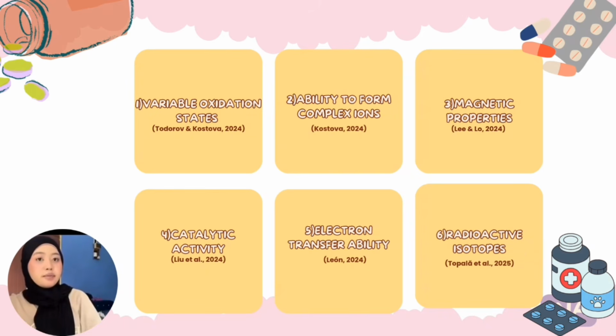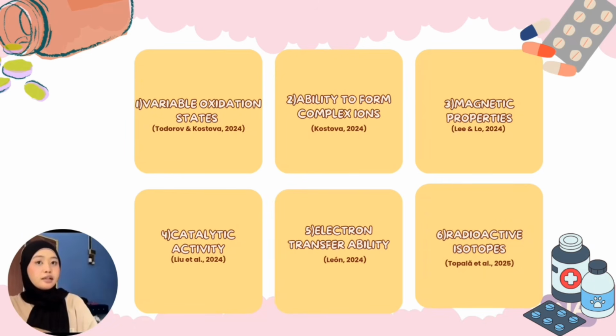Fourth, transition metals have catalytic activity. They act as catalysts in many enzymes, speeding up important biochemical reactions. This property is also applied in biosensors and other chemical diagnostic technologies. Fifth, they have electron transfer ability. They can easily gain and lose electrons, which is important for respiration and energy production. For example, iron in cytochromes helps transfer electrons in cells.